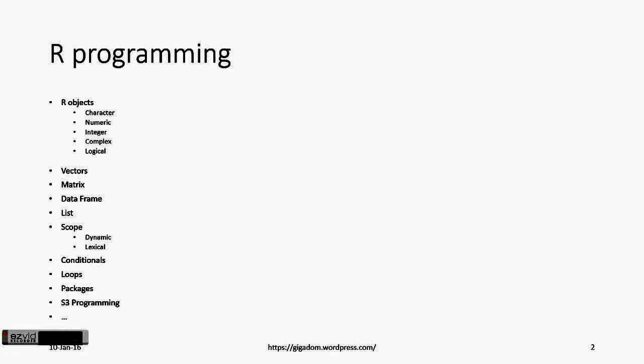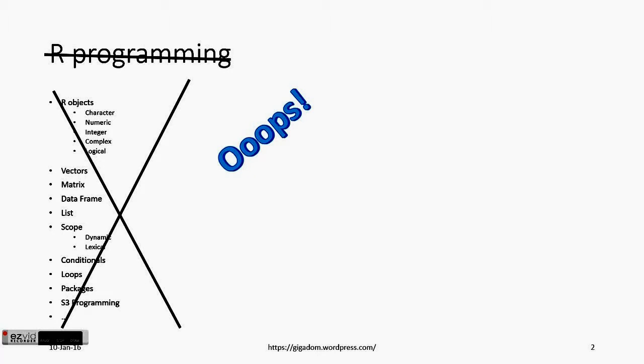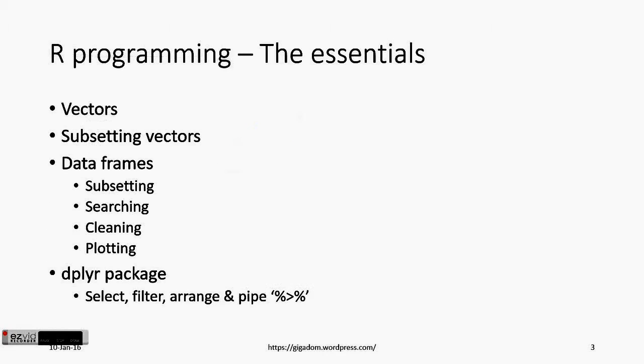I'll be covering R objects, which are character, numeric, integer, complex, logical. Then I'll be going through vector, matrix, data frame, lists, and I'll look at the scope, dynamic or lexical, conditionals, loops, packages, S3 programming, and so on. Oops, this is not what I had intended. This is not about R programming, but it's about R programming, the essentials.